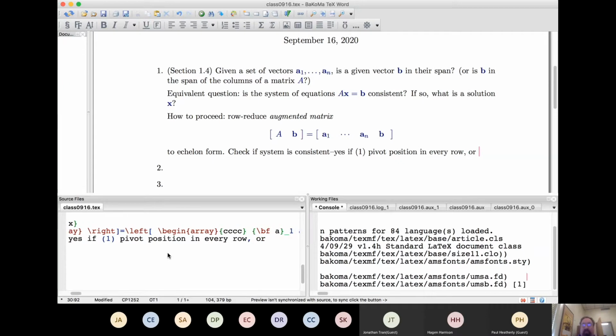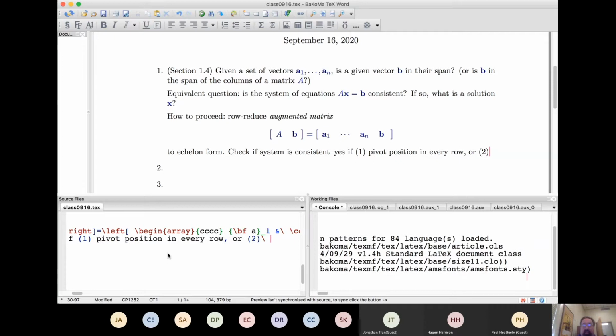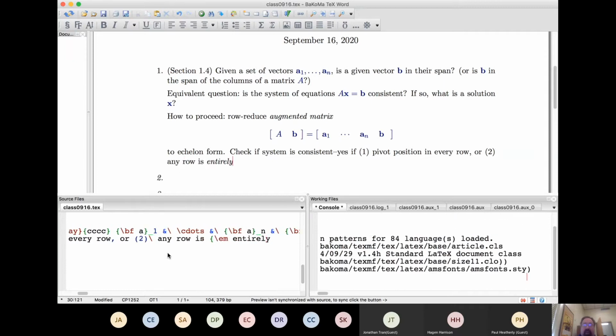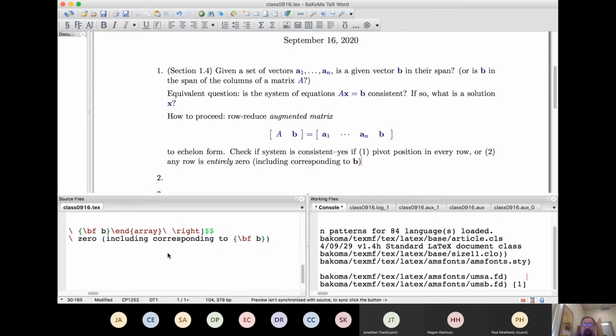Or if that's not true, okay, if you have rows that are entirely 0, including this last column corresponding to B. So if you had all zeros in a row from over here, but you have something non-zero next to it, that would be an inconsistent system. Okay. All right, so that's how you can tell.